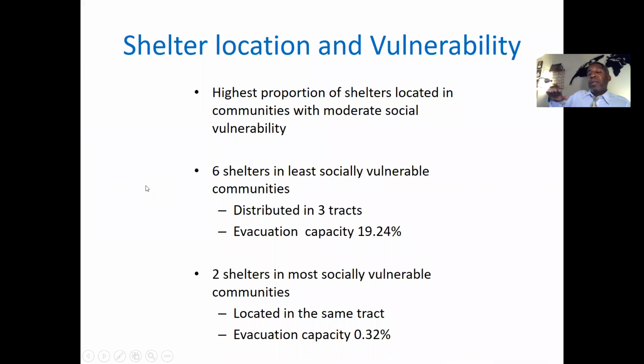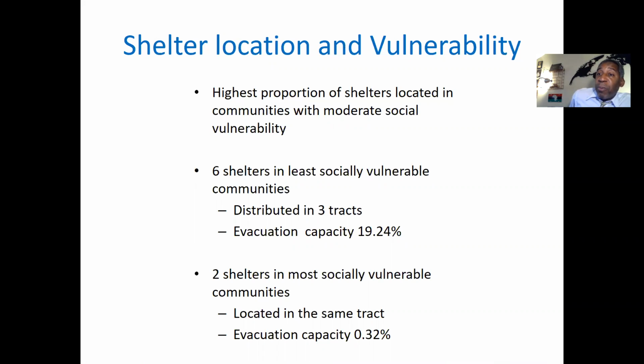So here is the most damning evidence that we found in this study. The highest proportion of shelters are located in communities with moderate social vulnerability. So most of the shelters are in communities that did not have the highest vulnerability, just moderate. But in the least socially vulnerable communities, the communities that had the most resources, the evacuation capacity was 19%. But in the most vulnerable communities, the evacuation capacity was less than 1/3 of 1%.